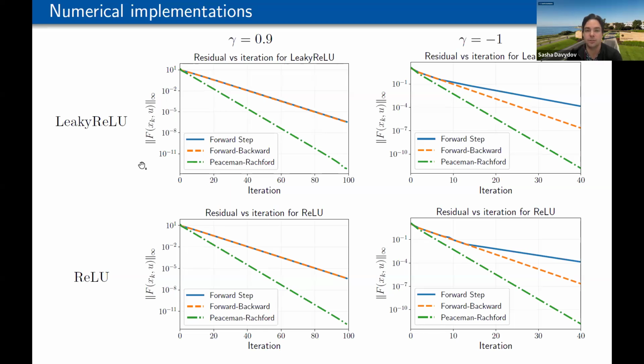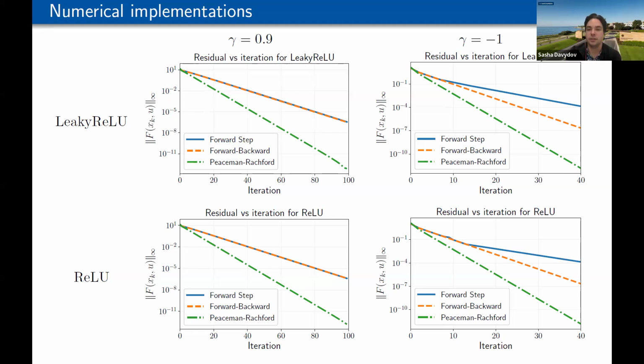You actually can see that their convergence rate is equal, whereas Peaceman-Rachford is faster. You can see the convergence rate is faster in that case. Like you can see it coming out of the math. In the case that your logarithmic norm bound on A is negative, actually forward-backward splitting is always outperforming the forward step method, either for leaky ReLU or for ReLU. And then Peaceman-Rachford again is converging faster.